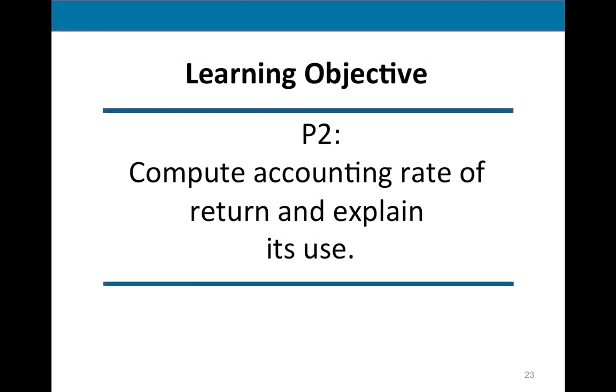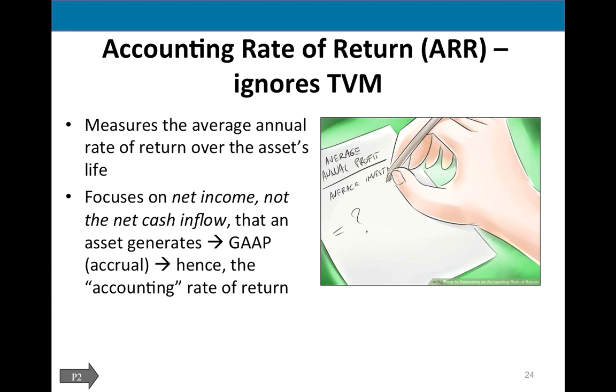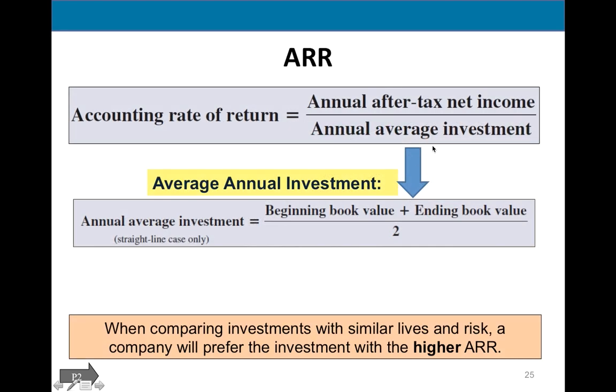So the second method we're going to use, which also ignores time value of money, is called ARR, the accounting rate of return. We kind of talked about it in financial accounting in the way we look at the actual return over the asset's life, right? Pretty much we're going to take annual net income and divide it by the annual average investment. So how much money we spent, annual average investment, versus how much net income that asset will earn me.